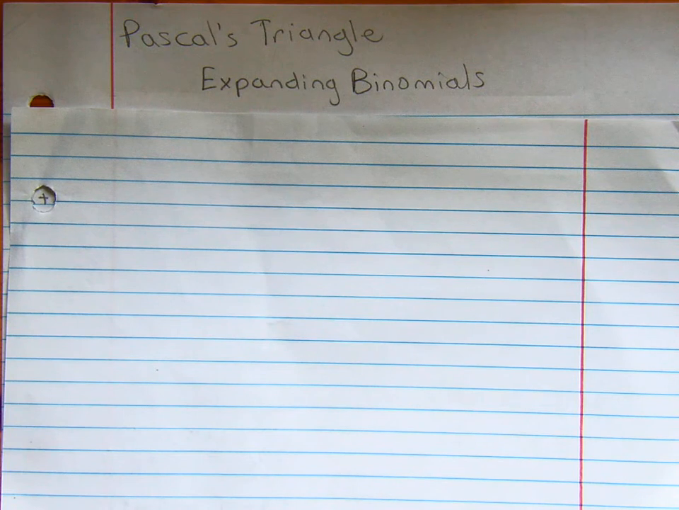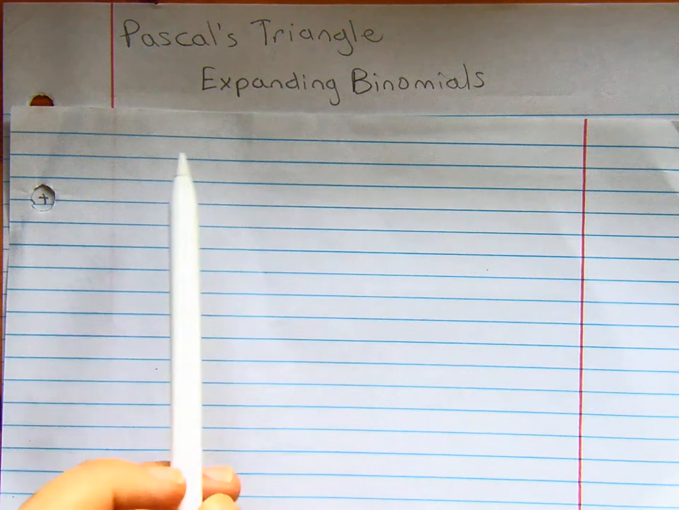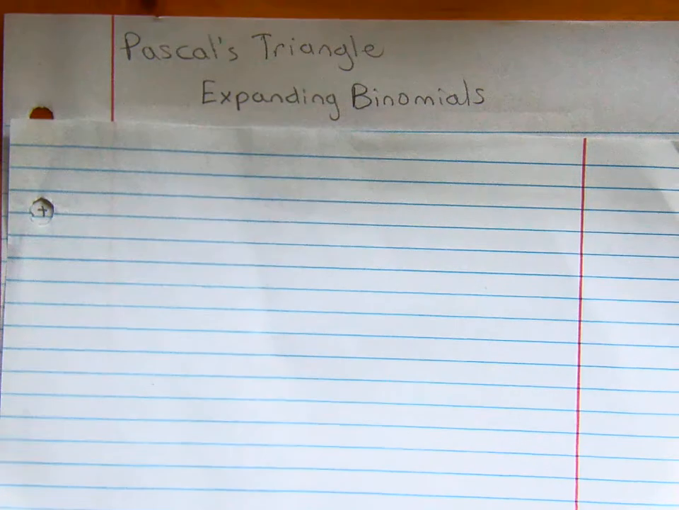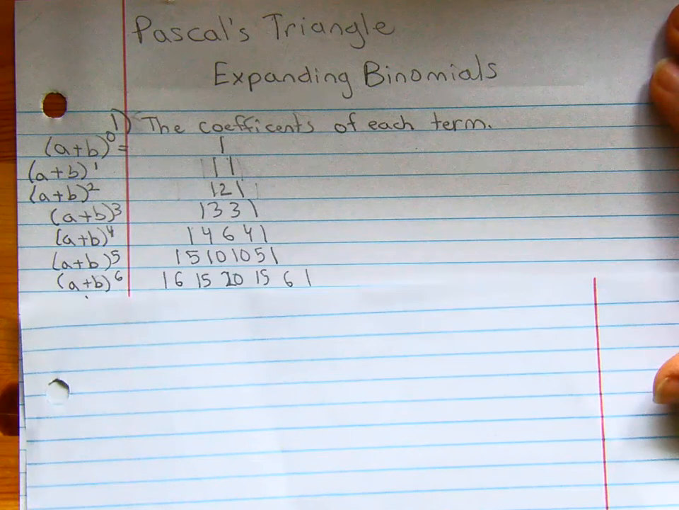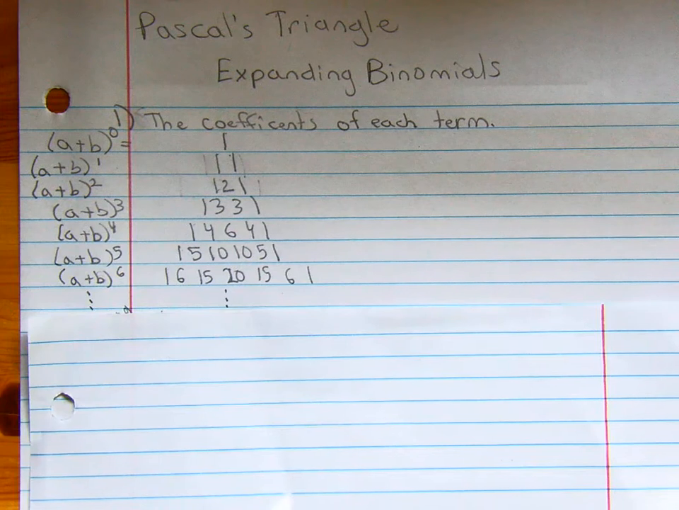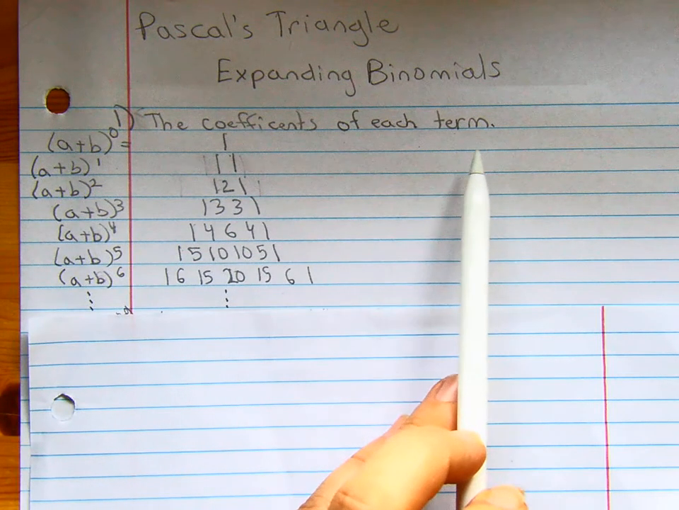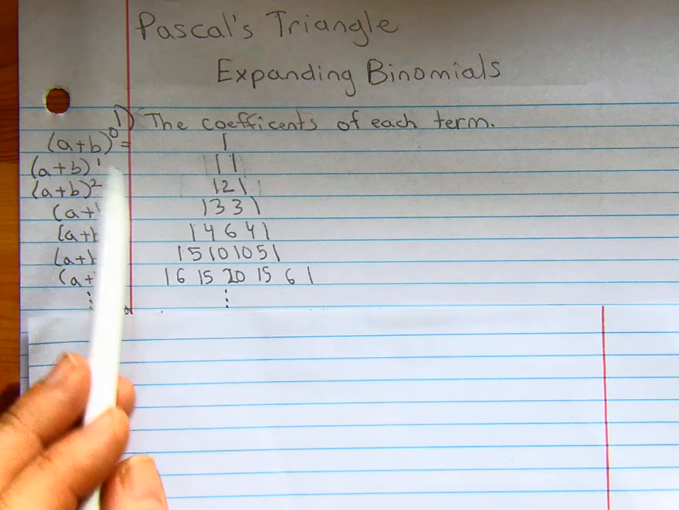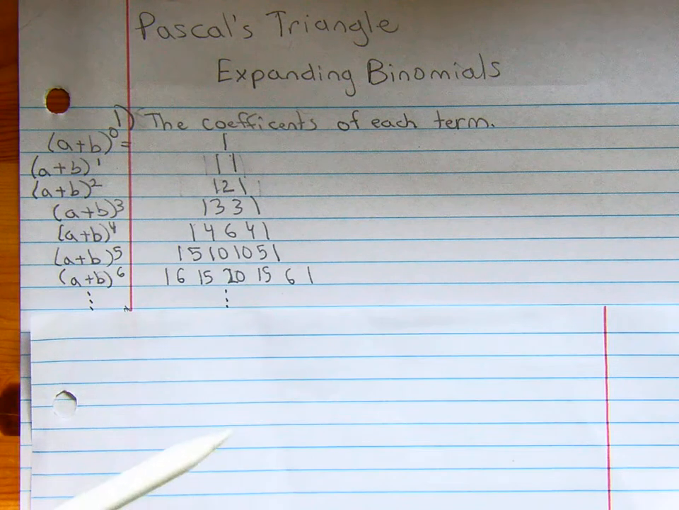Right. So on today's notes, we're looking at Pascal's triangle and expanding binomials. So this is the initial layout and the triangle that you're going to want to copy down. And this is actually pertaining to the coefficients that you're going to use for each term when we actually go and expand these binomials over here. And I'll look at that later on in a moment.